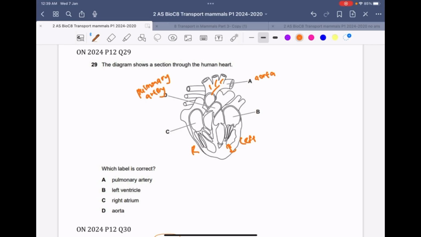So how about B? B will be the left atrium. C will be the right atrium. So the answer is C.